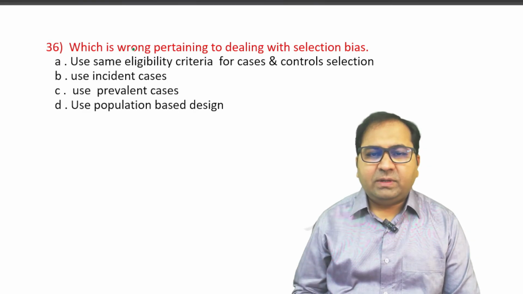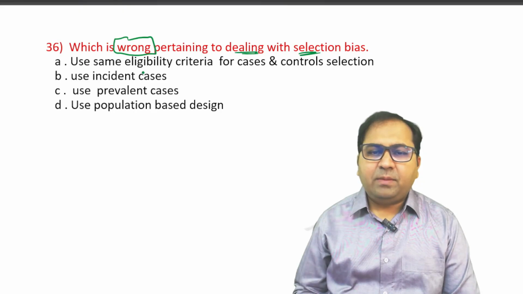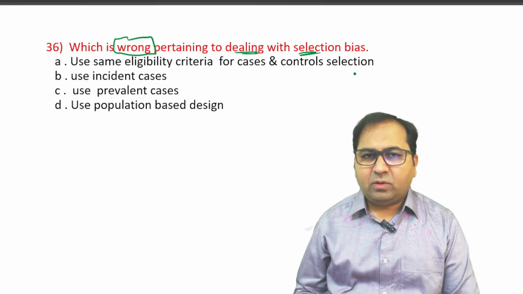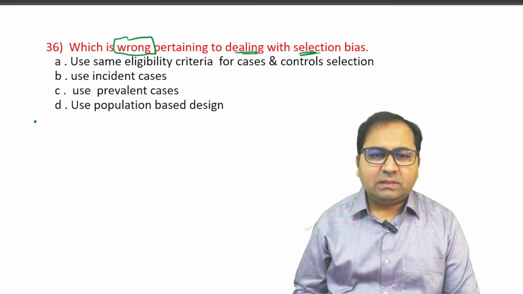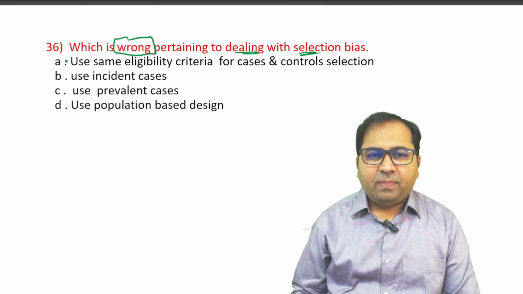Next question. Which is wrong pertaining to dealing with the selection bias? The options are A. Use the same eligibility criteria for cases and control selection, B. Use the incident cases, C. Use the prevalent cases, or D. Use the population based design. So which is wrong pertaining to dealing with selection bias? We'll see the options again. You use the same eligibility criteria for cases and controls.